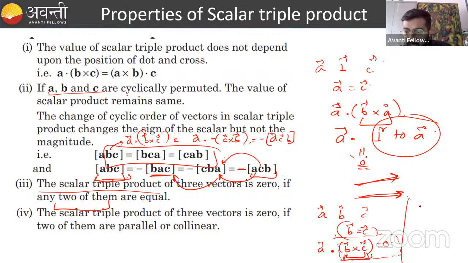And when we consider A bar equals C bar, then what? A bar dot B bar cross C bar. A bar is parallel to C bar. When A bar is parallel to C bar, that means A bar and C bar are in the same plane, so B bar cross C bar will be perpendicular to A bar again. That is why the dot product of A bar and any vector perpendicular to A bar will again result in 0. So hence this point is also proven.